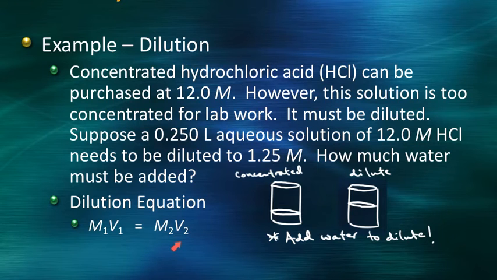M1V1 equals M2V2, right? So what we're doing is we're starting with 0.250 liters of very concentrated substance, and we're adding a bunch of water to it to dilute it down to make it 1.25 molar. Here's the equation. And what this means is initial molarity times initial volume equals final molarity times final volume. And we're going to solve this on the next slide.